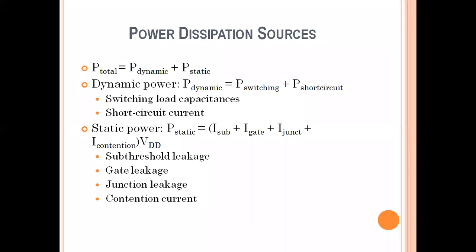If you consider the PMOS case, in the PMOS type of transistor, the structure has a reverse bias diode present because of the P and N, and this diode is in reverse bias. In reverse bias, a little amount of current flows through this diode, so this is called the junction leakage current. This is present in the NMOS as well as the PMOS type of transistor. And last is the contention current. So by combining all these terms, you can calculate the static power.